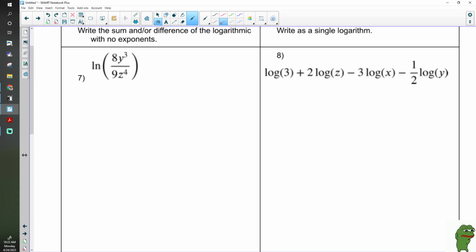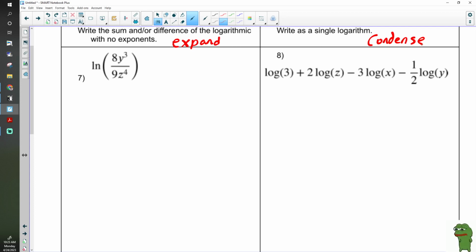Okay. On the back, 7 and 8, this is expanding and condensing. Expanding and condensing. There are only 3 little rules you have to know. When 2 things are divided, we split them into 2 logs that are subtracted. When two things on the inside are being multiplied, we split them into two logs being added. And exponents always get put in front of the logarithm.